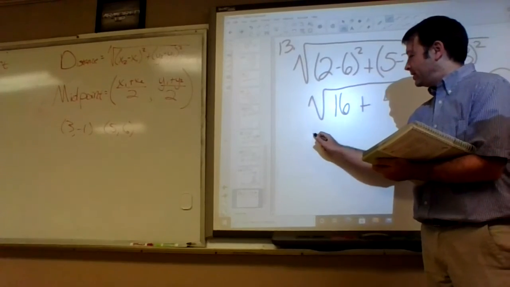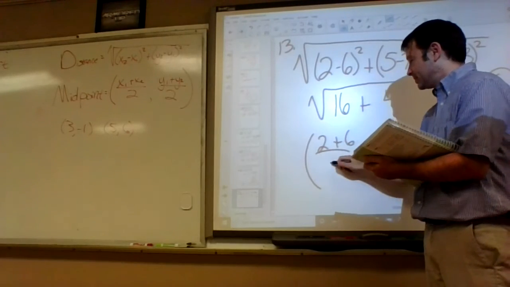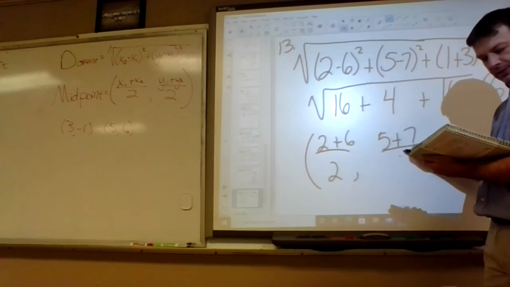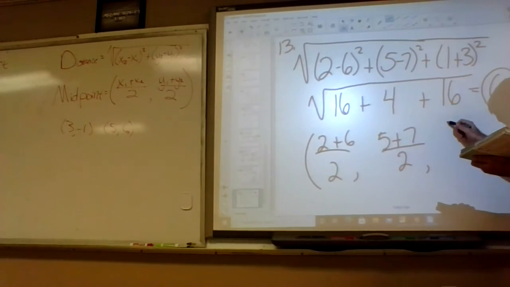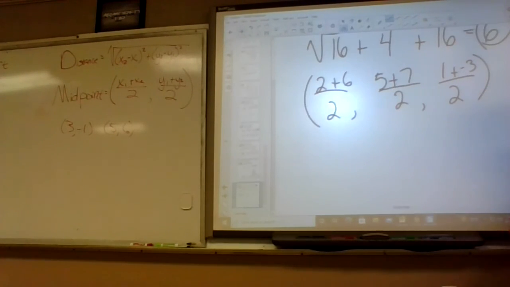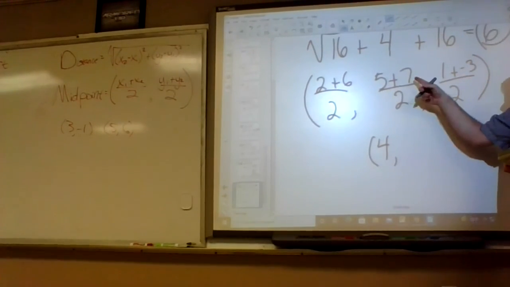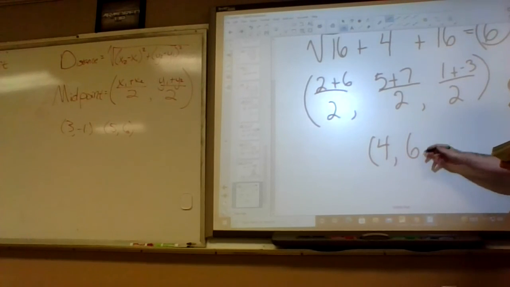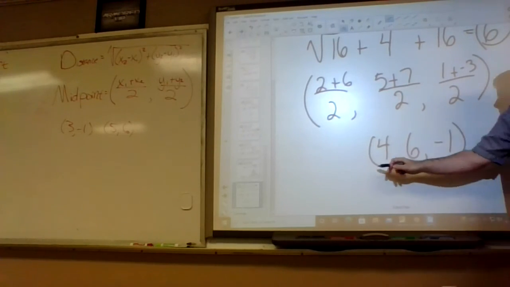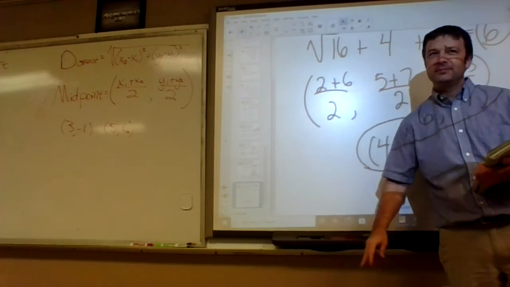Okay, and then we gotta find the midpoint, so I'm gonna average the x's for the x coordinate, average the y's for the y coordinate, average the z's for the z coordinate. 2 plus 6, 8 divided by 2. 5 plus 7, 12 divided by 2. 1 plus -3, -2 divided by 2. 4, 6, -1.